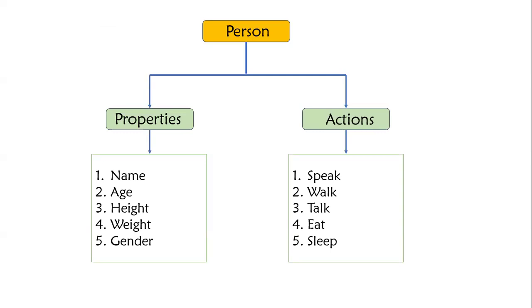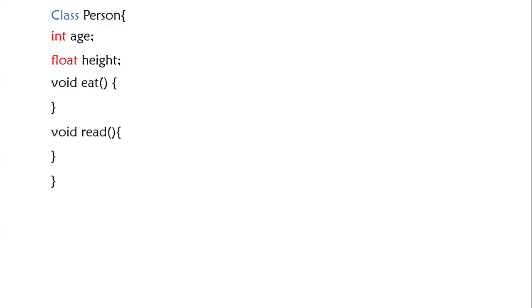So what we are trying to see here is class Person, age is a variable, height is a variable, and eat and read are the methods. Okay. So eat and read will be the methods. And now, what we need to do, this entire class doesn't exist, right? You need to understand this simple point.